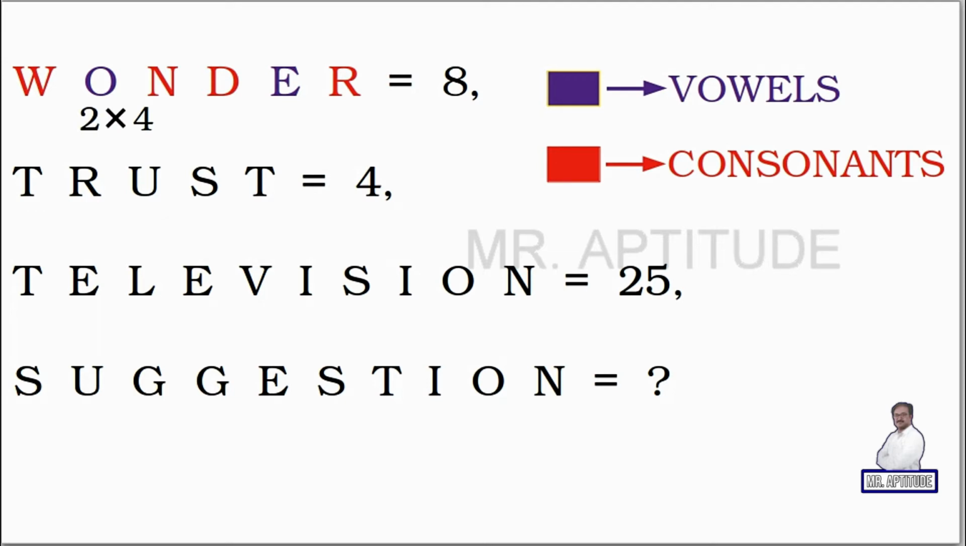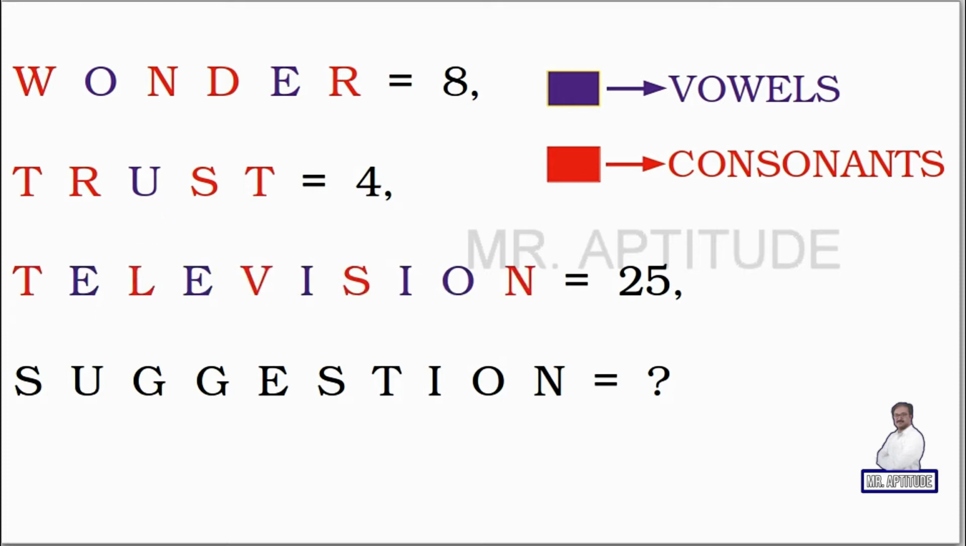Yes. Number of vowel letters present in the word when multiplied by number of consonants present in the word. As there are 2 vowel letters, as there are 4 consonants, 2 times 4 gives you 8. Let us look at the next word. Does the same logic apply here? In the word trust, you are given one vowel letter and the remaining are consonants. So 1 times 4 gives 4.